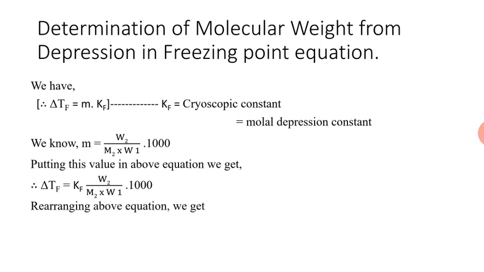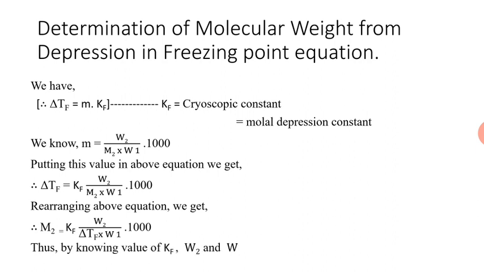Rearranging the above equation, M2 goes to the left hand side and delta TF comes to the right hand side in the denominator. We get M2 is equal to Kf into W2 upon delta TF into W1 into 1000. Thus, by knowing the values of Kf, W2 and W1, we can easily determine the molecular weight of a solute, that is M2.